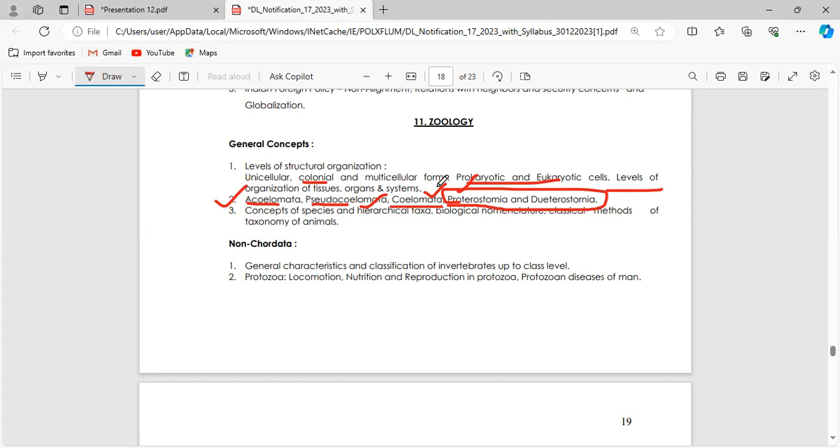The enterocoelomates are placed under the division Deuterostomia. This basic level of understanding is very important. If you know this, you can easily answer the question. Now, coming to the third division: concept of species, hierarchical strata, binomial nomenclature, and classical methods of taxonomy of animals.